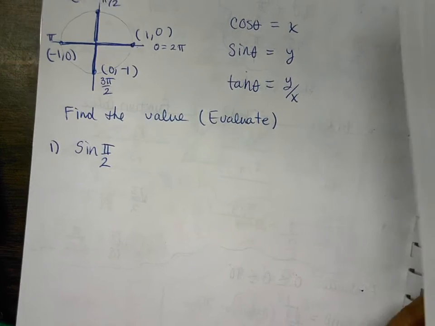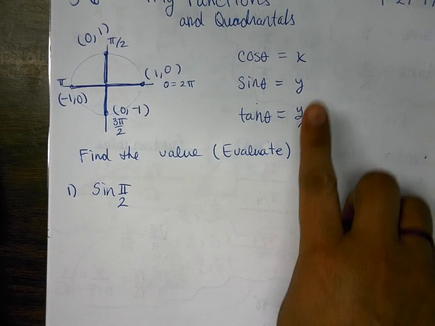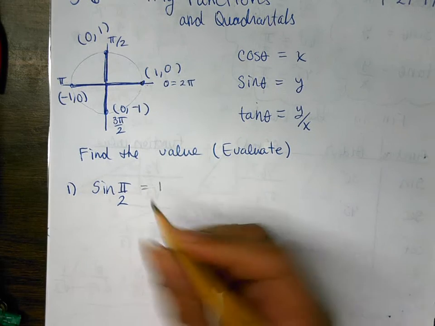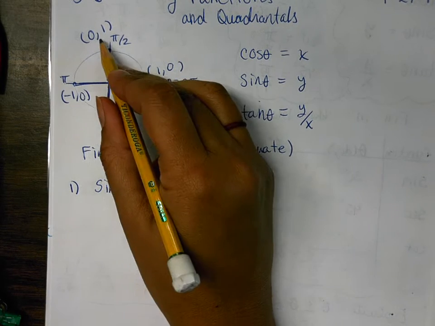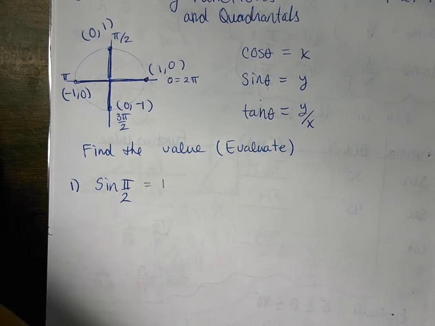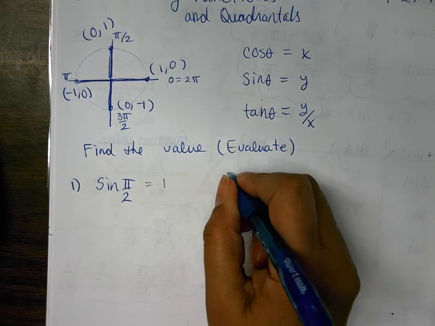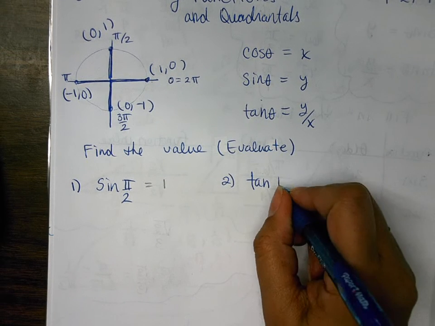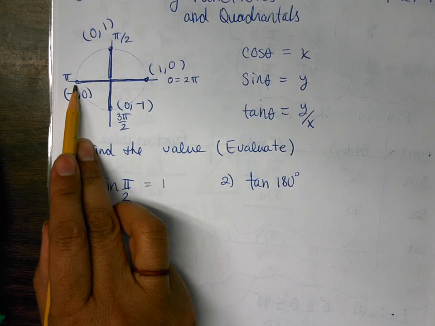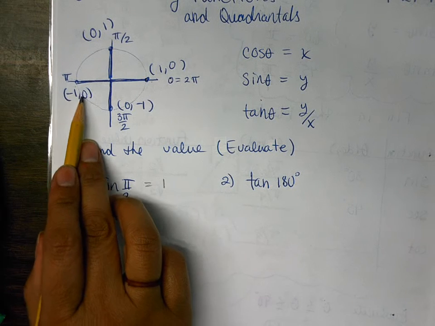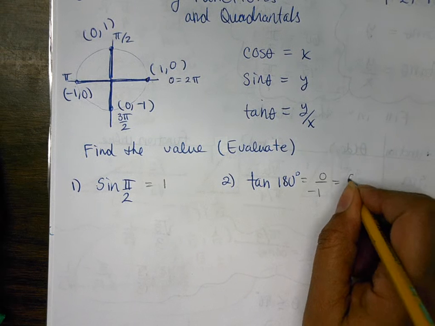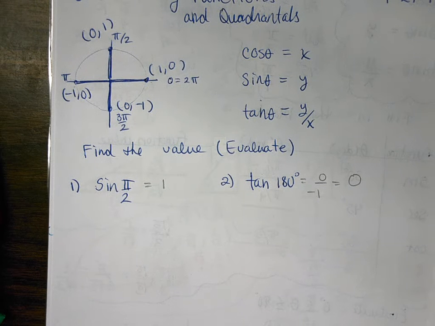All right, sine is x or y? Sine is y. Pi over 2 is here, so is it 0 or is it 1? 1. 1 is your answer. You're done with that problem. Make sense? Yeah? Okay. Number 2, tangent of 180 degrees. This is 180. Tangent is y over x, so -1 over 0 or 0 over -1? And what is 0 over -1 equal? 0. So your answer is 0.